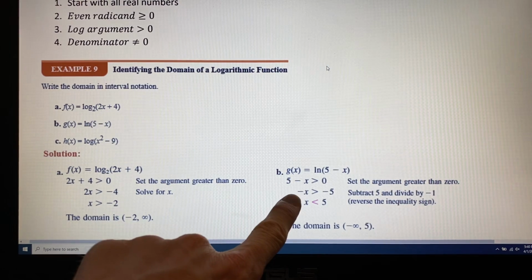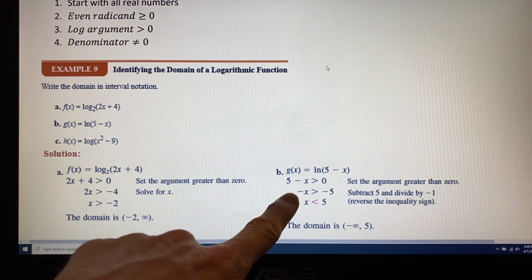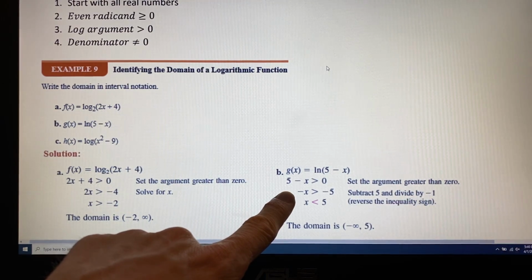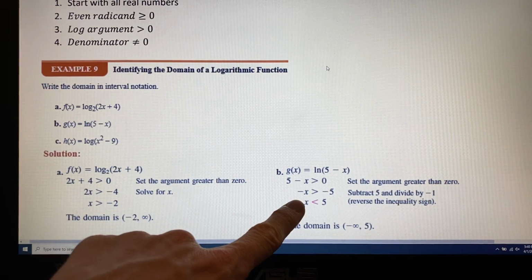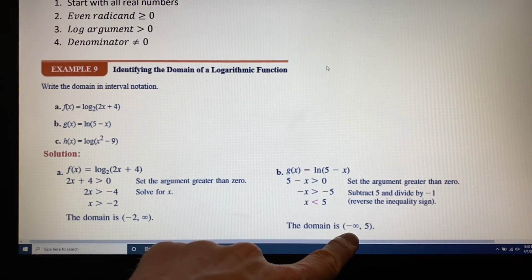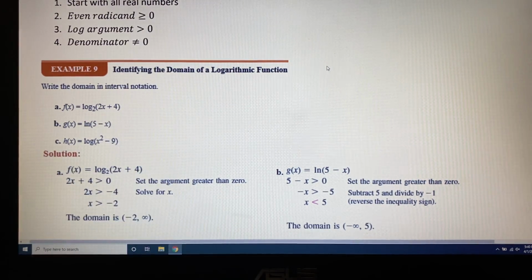Subtract 5 on both sides, we get negative x is greater than negative 5. Divide by negative 1 on both sides, and don't forget to reverse the inequality sign, gives us x is less than 5. So our domain is parenthesis negative infinity comma 5 close parenthesis.